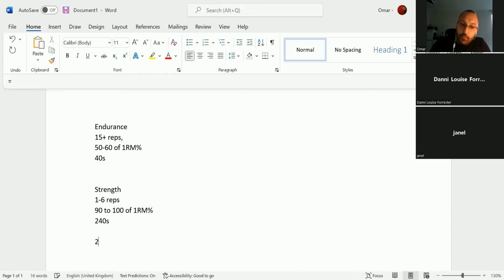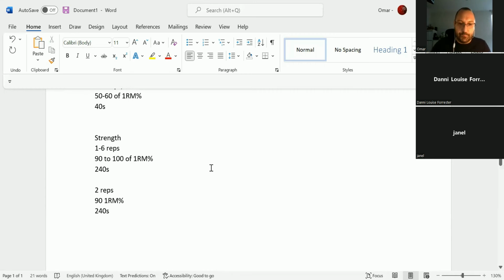So, for example, 2 reps, 90% of 1 rep max, 240 seconds. Okay, so don't use ranges like 1 to 6. This is to say that you can choose 1, 2, 3, 4, 5, or 6, but you can't use the range. You have to tell the client exactly how many reps you want them to do, and exactly what percentage. Okay, so 90 to 100 is great, but is it 90? Is it 95, 96? You decide. You're the PT.